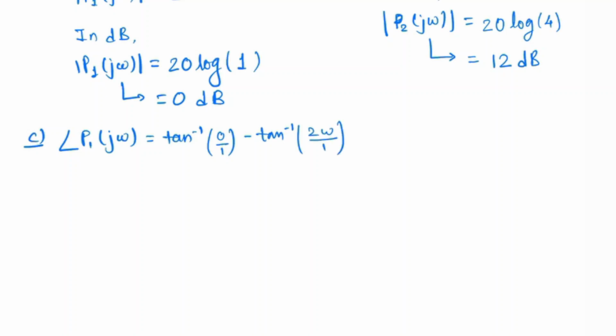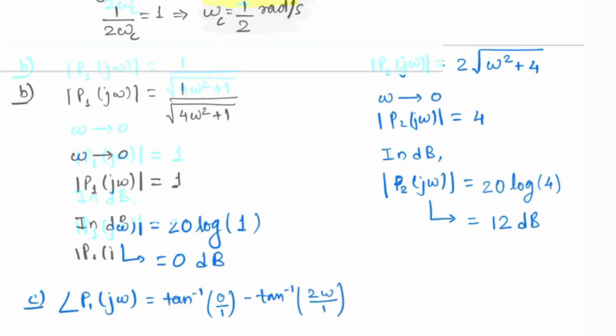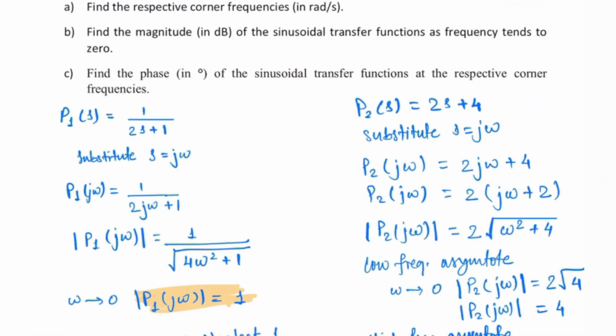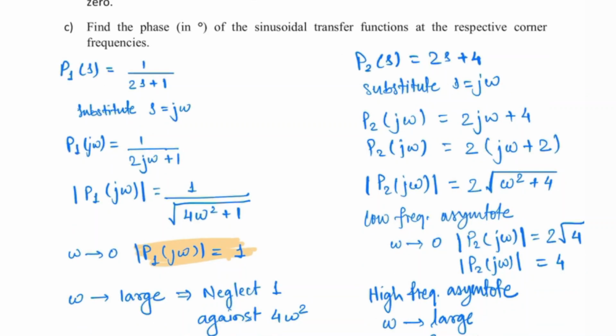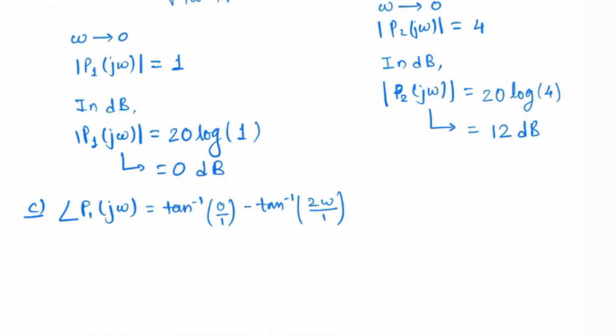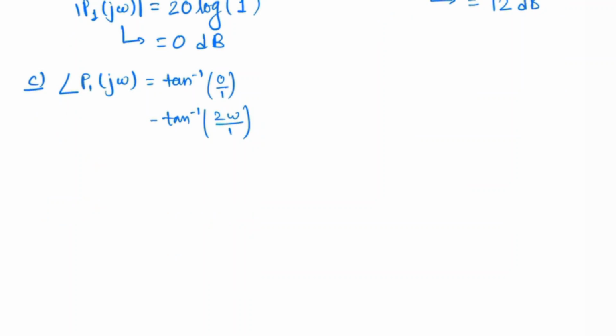So this would be tan inverse of 0 over 1. If we look at the transfer function P1, in the numerator we do not have any j omega term, so that becomes 0 in the numerator of tan inverse, and there is 1 which is the constant one, so 0 by 1, and minus 2 omega by 1.